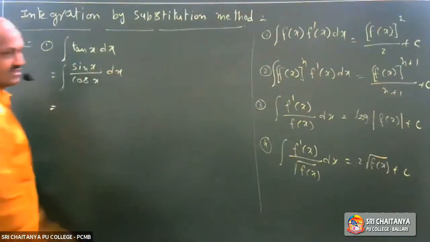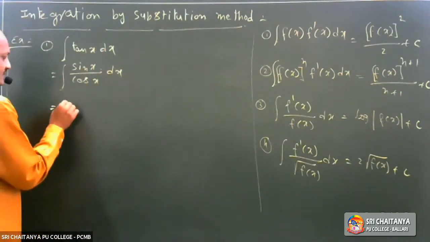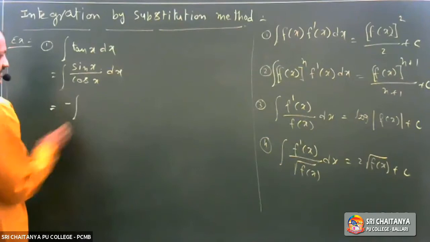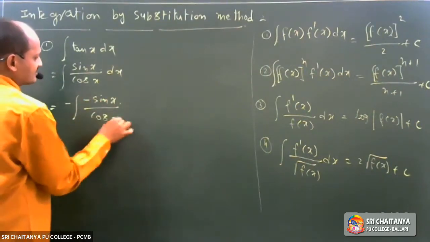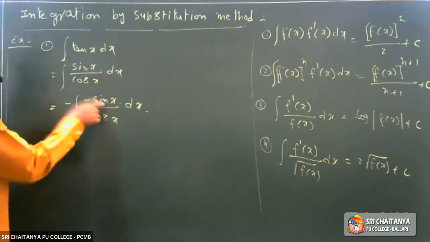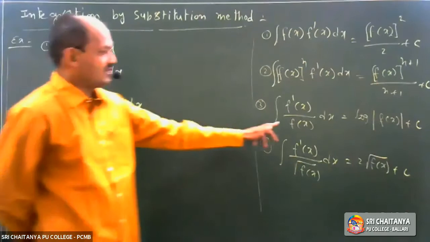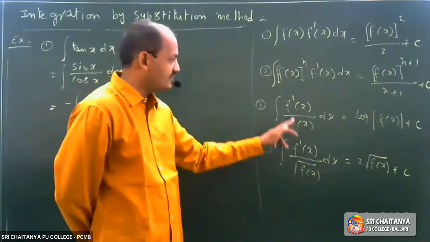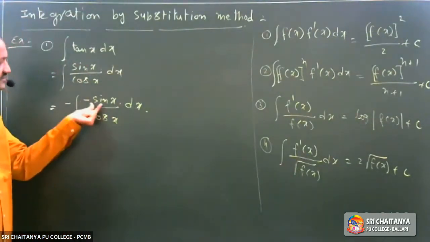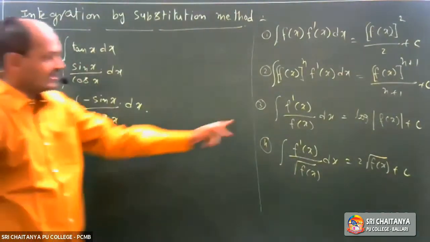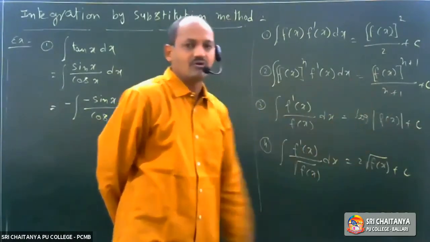Integral of tan x dx. Tan is sin by cos, na? It is a minus integral of minus sin x divided by cos x. Minus of minus is plus. Now we use the concept f dash of x by f of x. Derivative of cos is minus sin. So integral f dash of x by f of x is equal to log mod f of x.